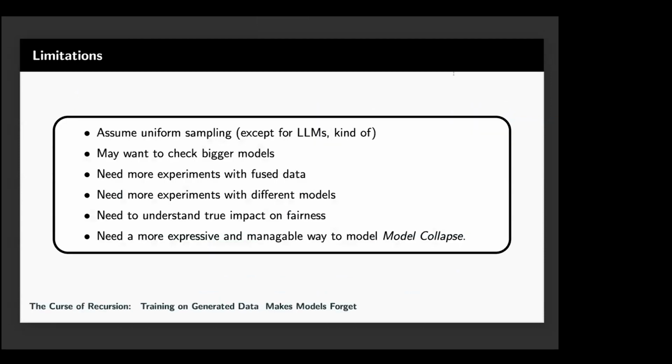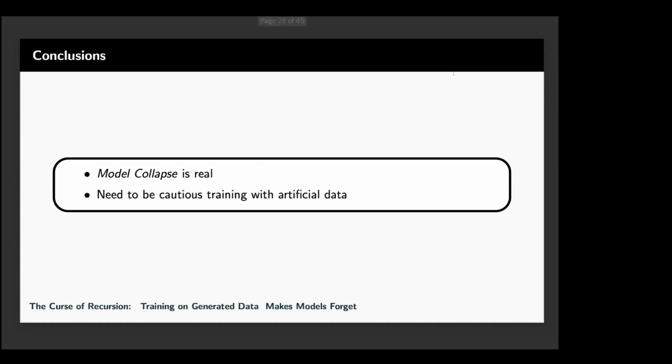Obviously, there are a few limitations specifically to how we have presented it so far, but just to say that this work has been picked up by a large number of people, and these examples have been extended to many, many different contexts, including diffusion models and other generative models as well. They have been extended to large language models, since the experiments were not on the largest large language model. But the gist that I want you to take away from this is that model collapse is real, and we need to be cautious when training with artificial data.